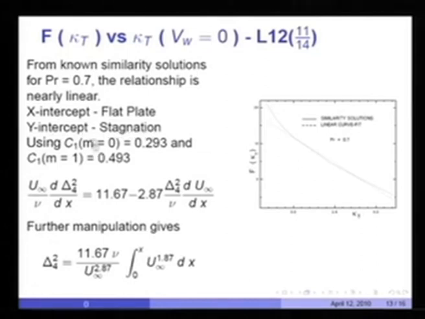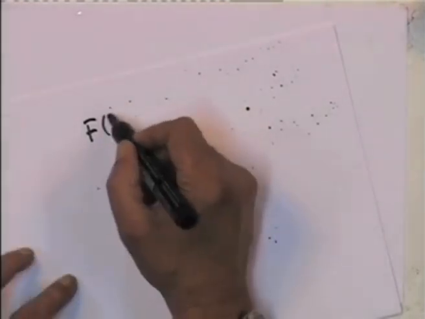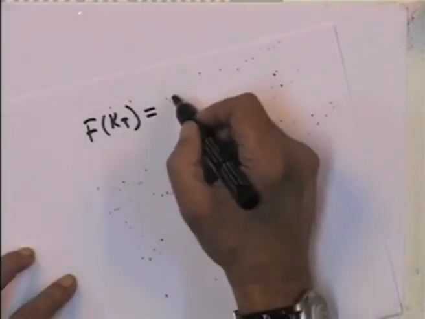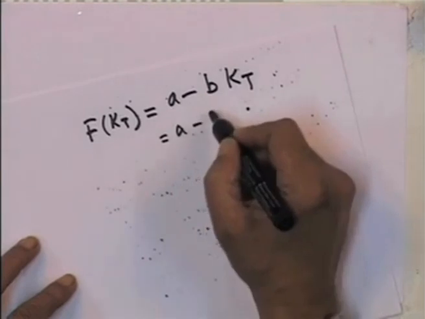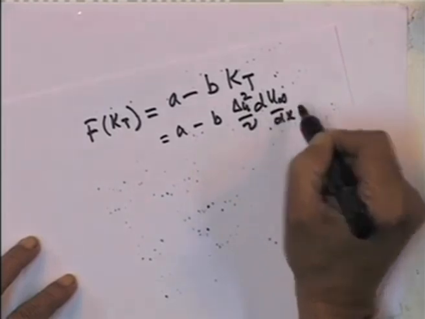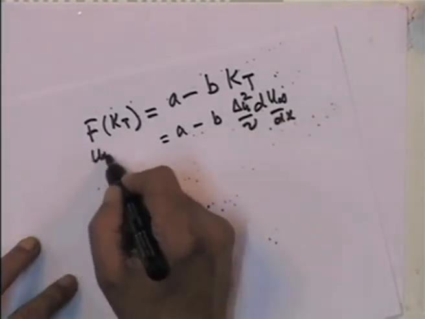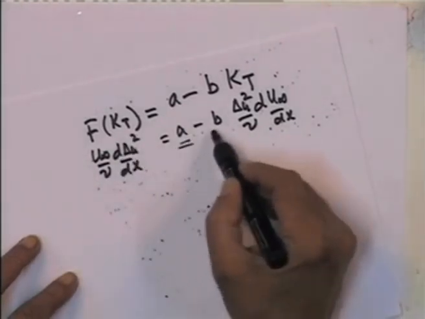Then using the values for Prandtl equal to 0.7, C1 for m equal to 0 is 0.293 and C1 for m equal to 1 is 0.493. Basically, what I have done, as we did in the wedge flow solutions of Thwaites, is that f kappa t is related to a minus b kappa t, or essentially this is a minus b delta 4 square by nu du infinity by dx. So, I have to determine A and B.